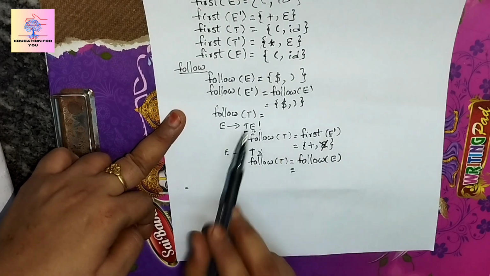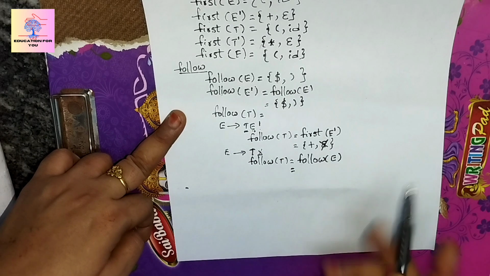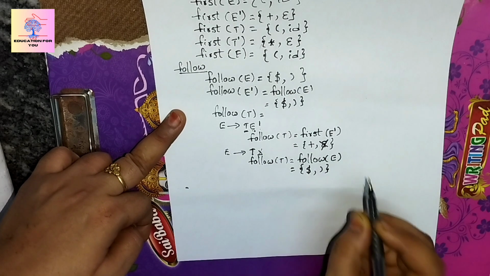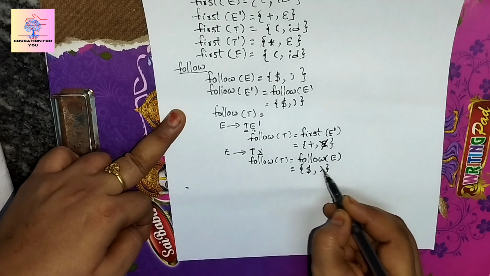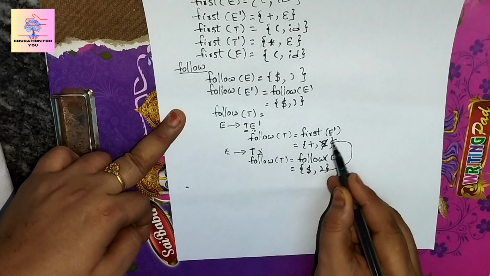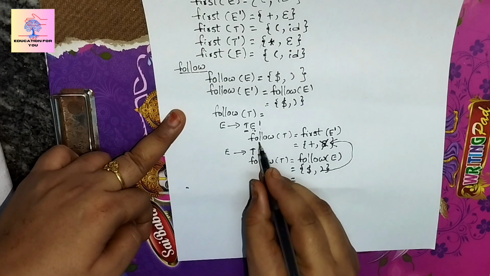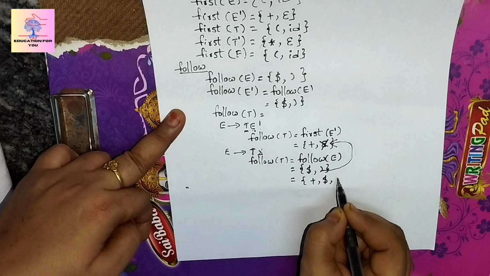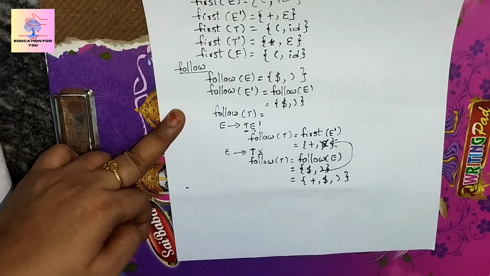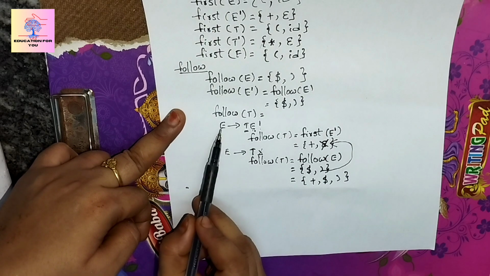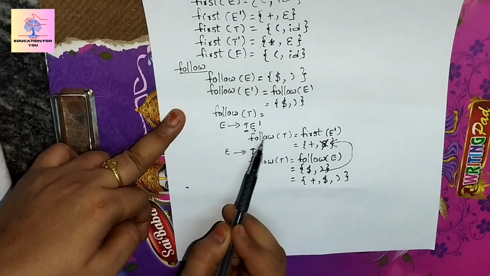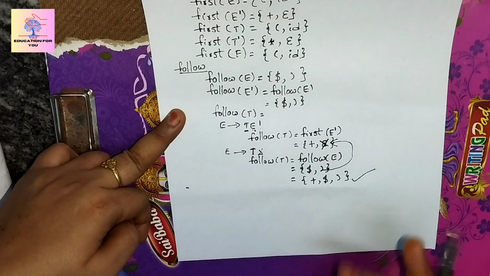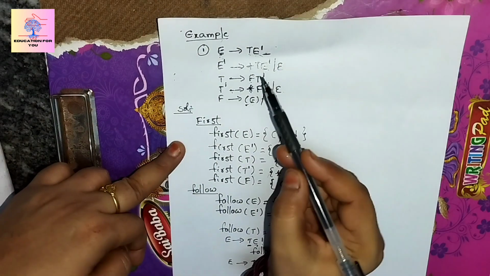Follow of E you already calculated, that is dollar, closed parenthesis. So at the place of epsilon you have to substitute these two. So now follow of T can become as what? Plus comma dollar comma closed parenthesis. Okay, so for E producing T E dash, follow of T you already calculated. This is the follow of T. So this is over.